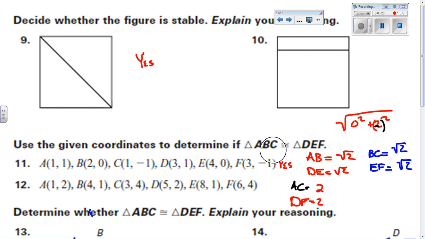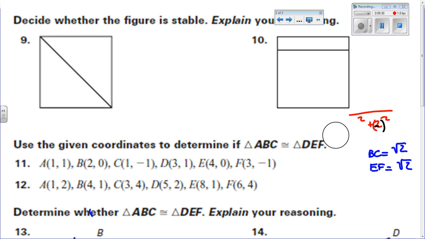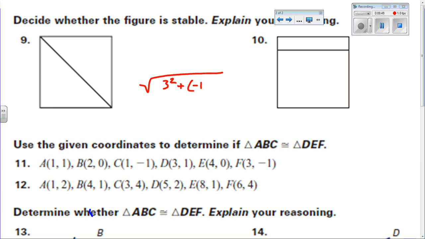We have to go through the same procedure for number 12. Okay, goes up 3 and down 1. So it's going to be the square root of 3 squared plus negative 1 squared. Gives me 9 plus negative 1 squared is 1, so it's the square root of 10. So AB equals the square root of 10. DE goes over 3 and down 1, so it's literally the same exact thing. So DE equals the square root of 10.